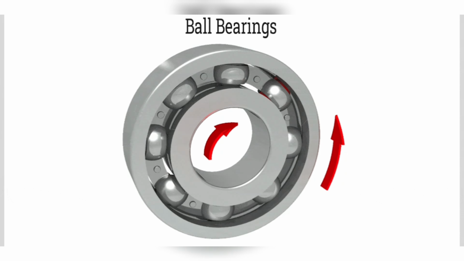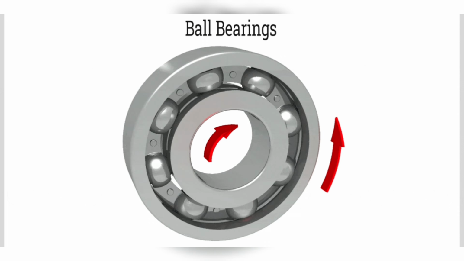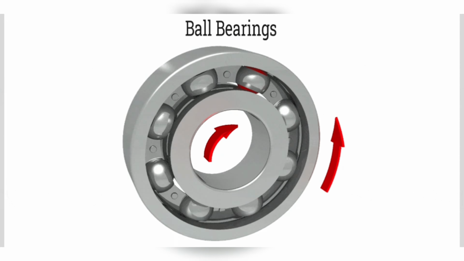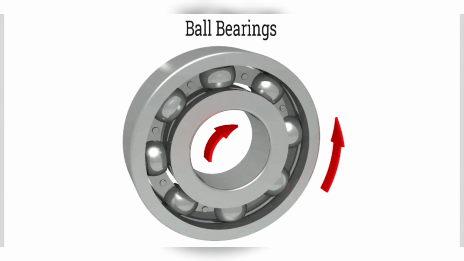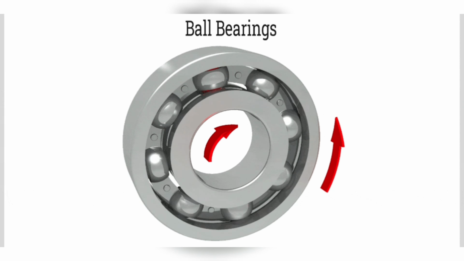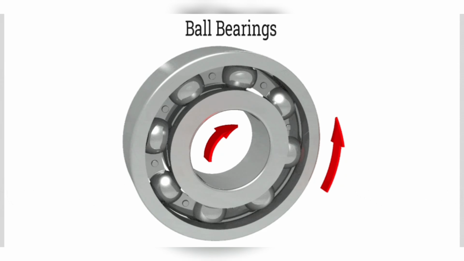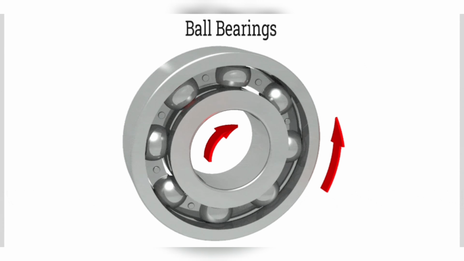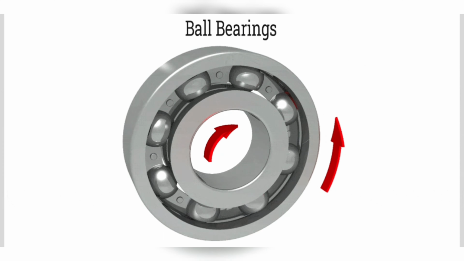Ball bearings use balls as the rolling element. They are characterized by point contact between the balls and the raceway. As a rule, ball bearings rotate very quickly but cannot support substantial loads.